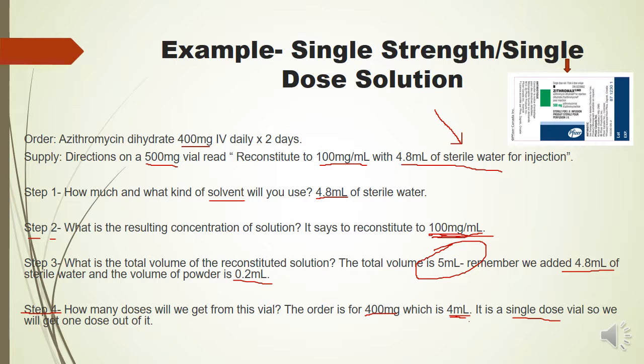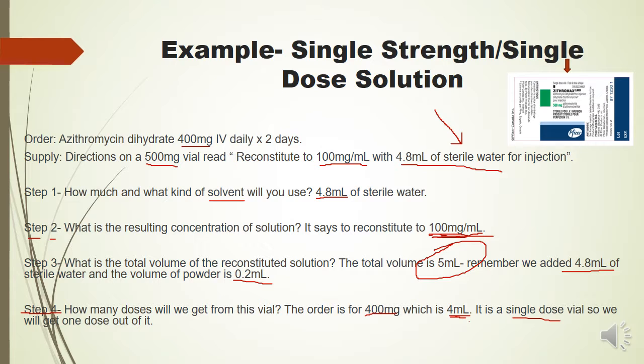What is the resulting concentration of injecting that 4.8 milliliters of sterile water into our vial of 500 milligrams of azithromycin dihydrate? Well, it tells us, right? So it's going to be 100 milligrams per mil. It's going to be our final solution. So what is the total volume then of this reconstituted solution? Well, it tells us on the label, which is very tiny and hard to read, I apologize. But our total volume is going to be 5 mils.